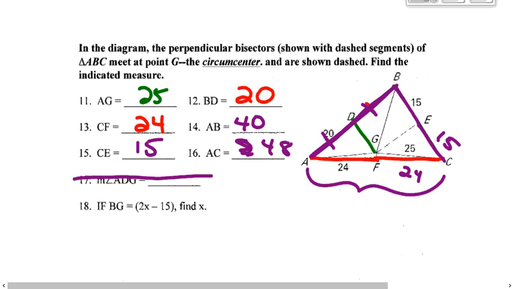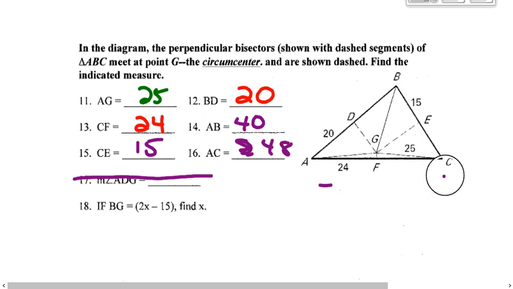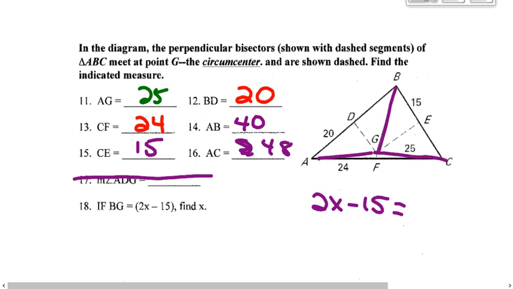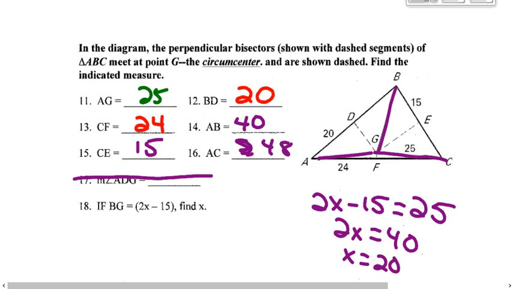Last one. BG is 2x minus 15, so BG is this right here. What does that have to be equal to if this and this and this are congruent? It has to be equal to 25, because this has to be congruent to that. Then you can go ahead and solve. Adding 15 to both sides gives you 40, and x is going to be 20.